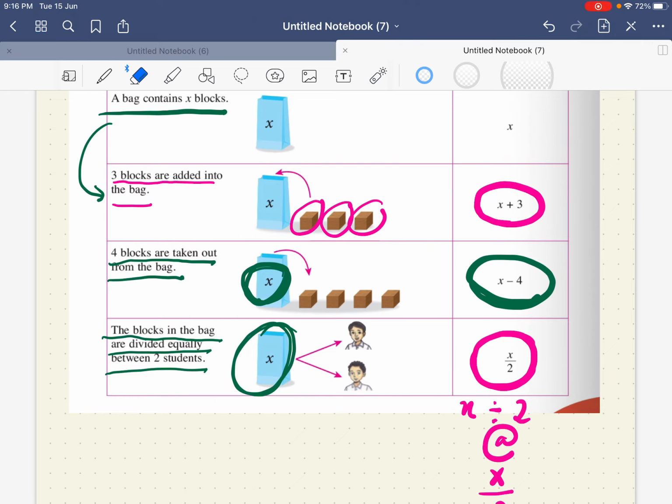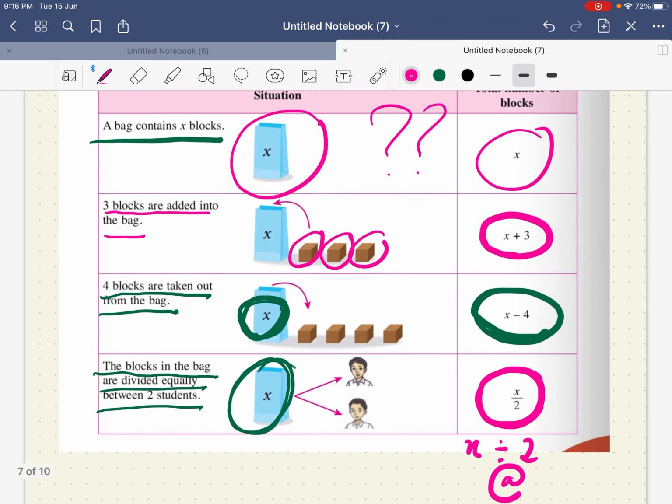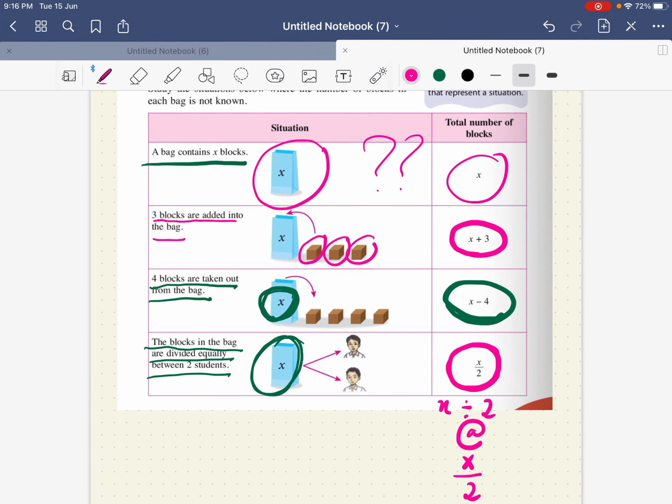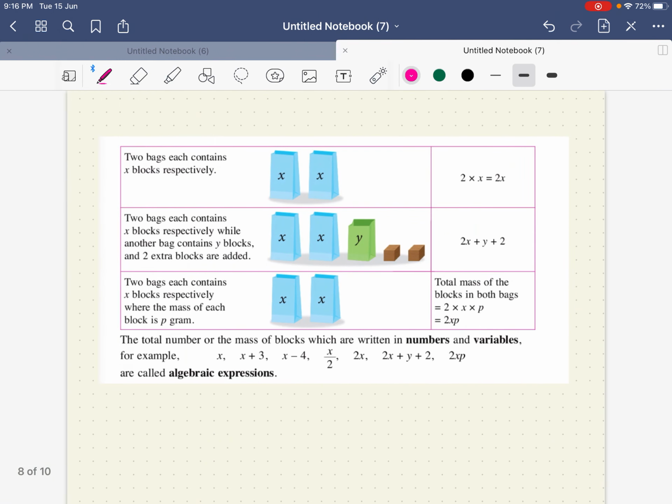Sebab apa we use algebra? Sebab at the very beginning, we don't know how many block inside the bag. We don't know. That is why we represent it by using letter or alphabets. Okay, I hope I made it clear right now. Ada sambungan lagi ni.